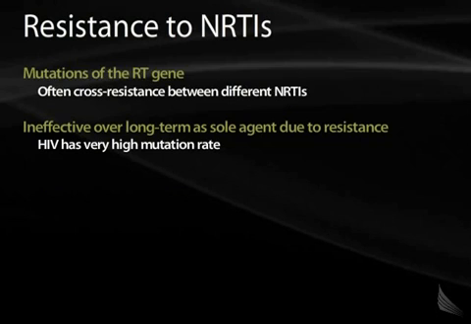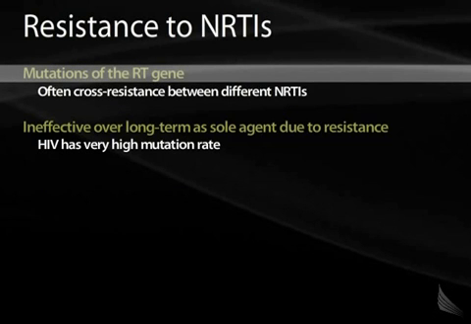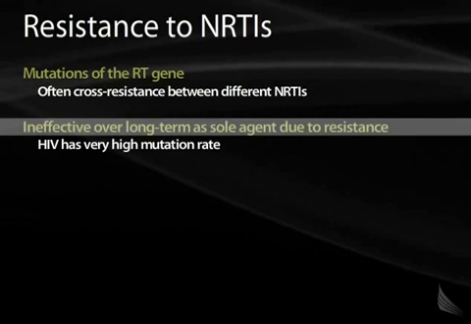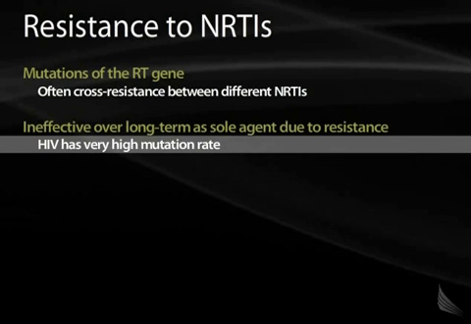NRTI resistance does occur, usually because of mutations of the reverse transcriptase gene, and then once that reverse transcriptase gene has mutated, there will be resistance between multiple different NRTIs at the same time. NRTIs are ineffective over the long term as the sole agent because of resistance of the virus, and HIV has a very high mutation rate. Therefore, NRTIs must be given along with other medications to be effective.